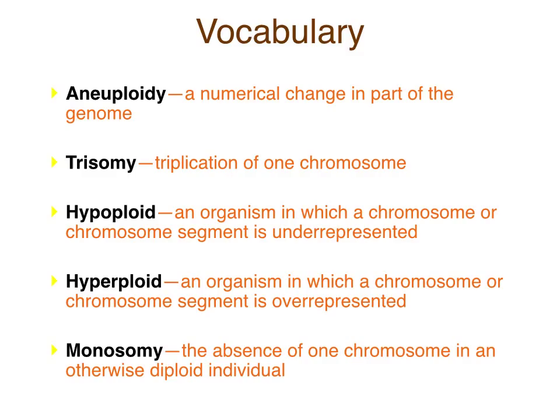Okay, so here are some new vocabulary words that I want you to learn. Aneuploidy: a numerical change in part of the genome. That's that imbalance. Trisomy is a triplication of one chromosome. We've talked about that when we talked about Down syndrome. Hypoploidy is when a segment is underrepresented. Hypo, under; hyper, over, when a segment is overrepresented. And then monosomy is the absence of one chromosome in an otherwise diploid individual.